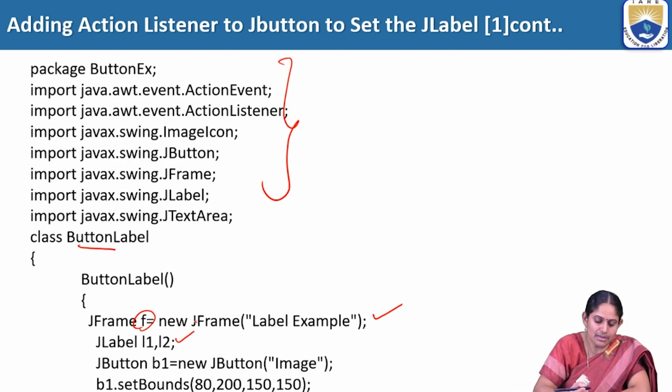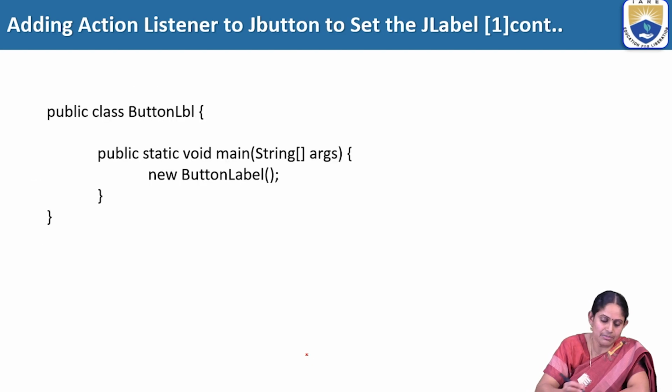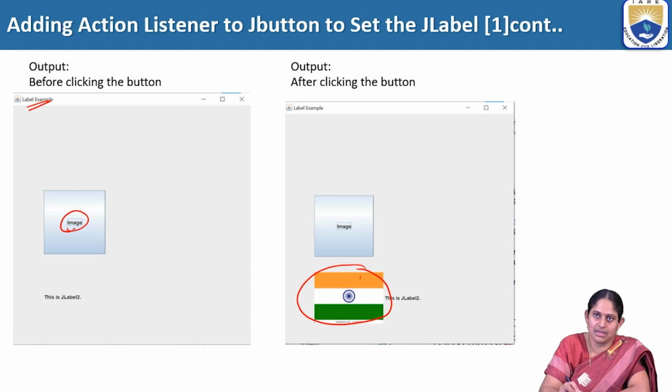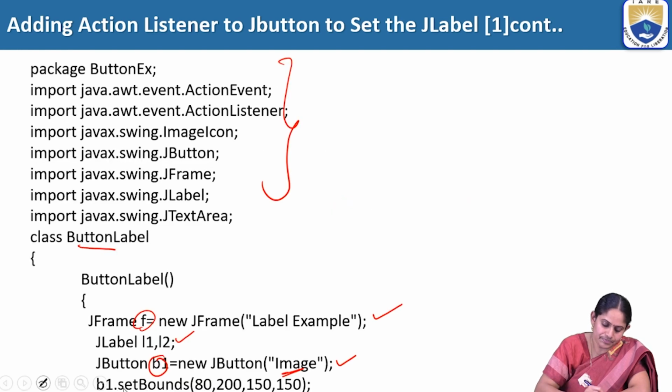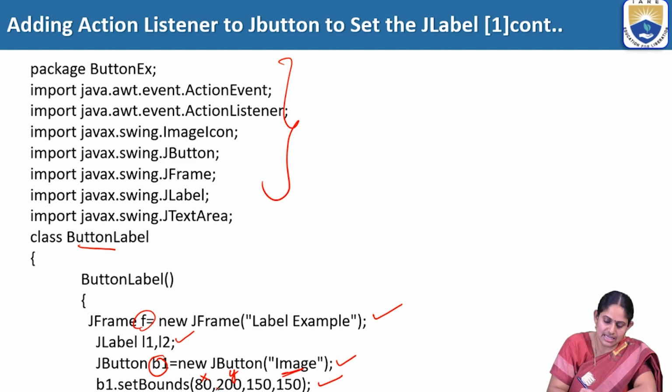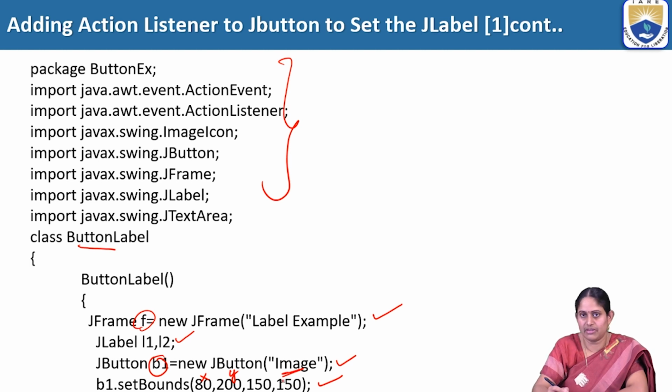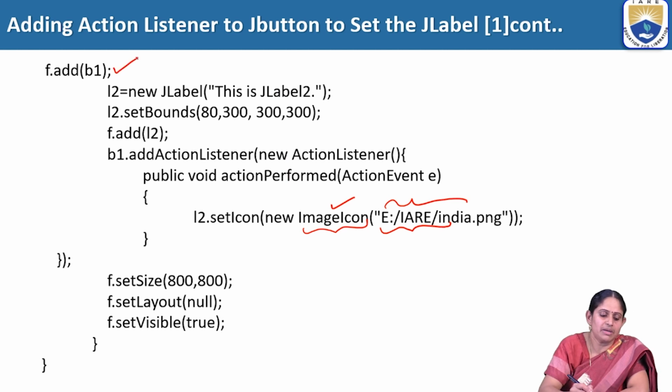Then we are creating two labels, L1 and L2. Then we have this image. We have a button B1 which is created with the string image. Then we are placing it at 80 by 200 point. The X and Y coordinates of that button are 80 and 200, and its size is given by 150 by 150. The length and the width of the button is 150 by 150. Then we are placing that button onto the frame.